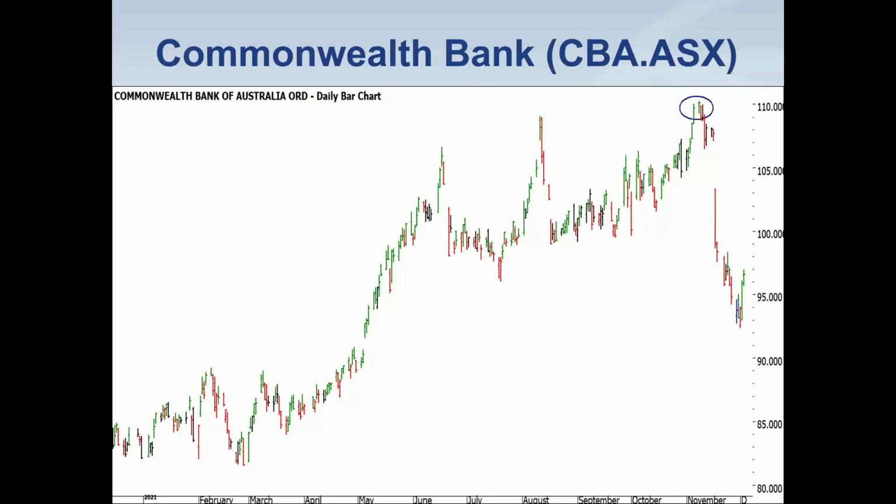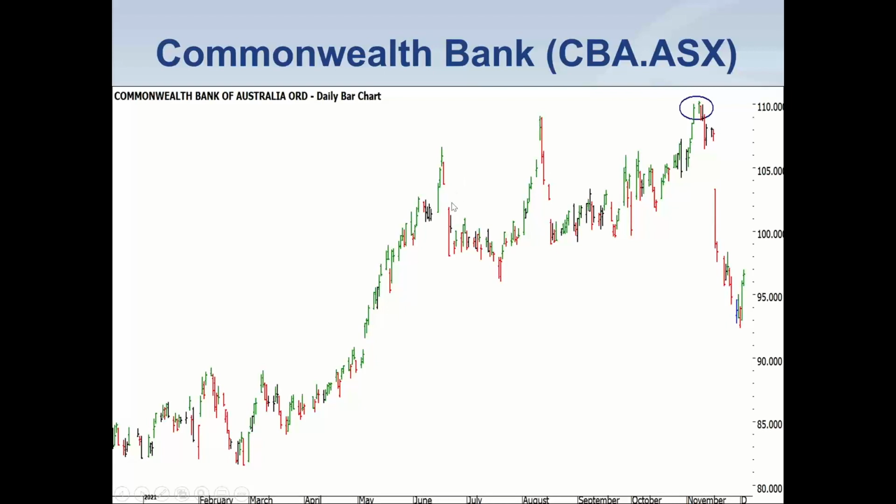This is a stock called Commonwealth Bank. It's one of the big four banks here in Australia, and the code is CBA, and it trades on the Australian Stock Exchange, or the ASX. It made a top in November of 2021, and as you can see, it fell quite heavily from there. Now, if you glance across Commonwealth Bank, you'll see a few times where the market gaps up, probably on good news that's happened overnight, and you'll see a few occasions where the market gaps down.